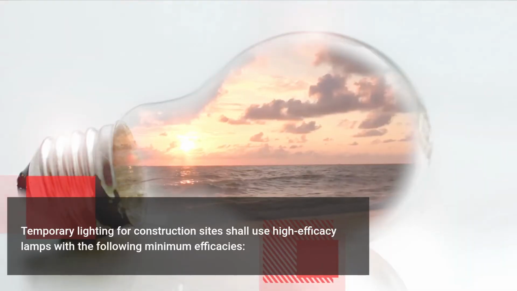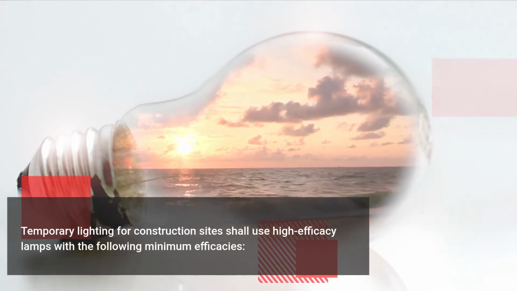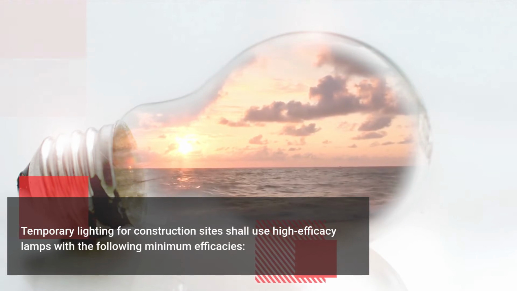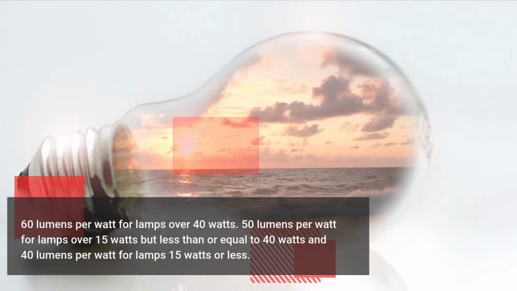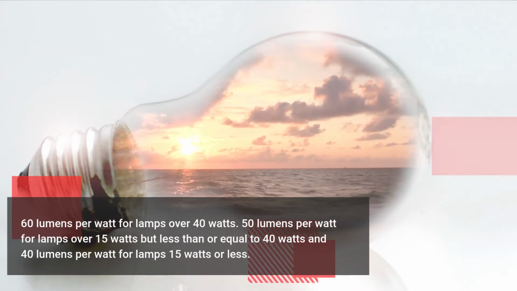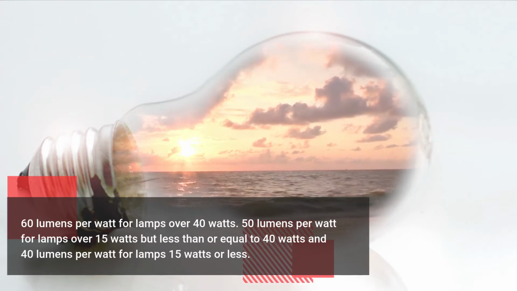Temporary lighting for construction sites shall use high-efficacy lamps with the following minimum efficacies: 60 lumens per watt for lamps over 40 watts, 50 lumens per watt for lamps over 15 watts but less than or equal to 40 watts, and 40 lumens per watt for lamps 15 watts or less.